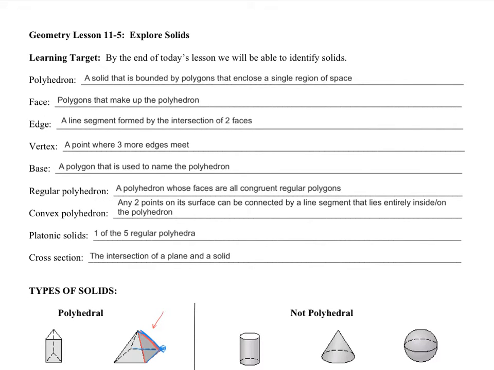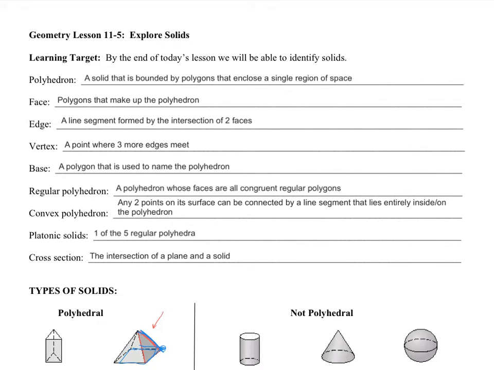The base. The base is the polygon, which is at the bottom of the polyhedron, that is used to name the polyhedron. So this is what we call a square pyramid, and a regular polyhedron is a polyhedron whose faces are all congruent regular polygons. And a convex polyhedron is where any 2 points on its surface can be connected by a line segment that lies entirely inside on the polyhedron.